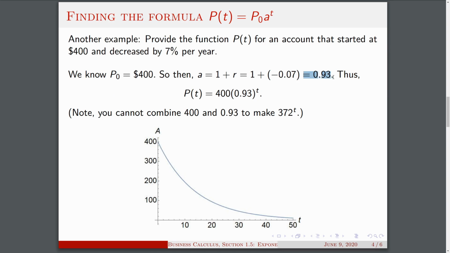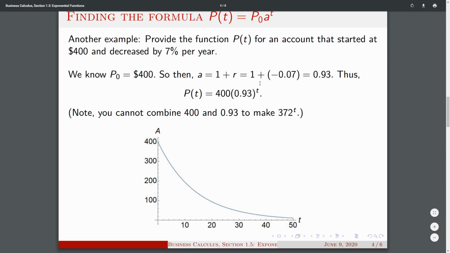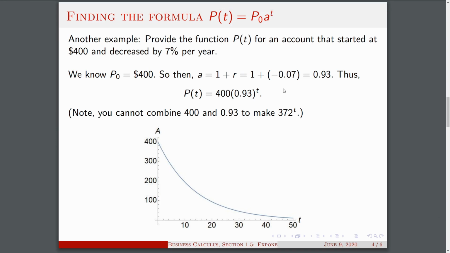So this is the decay factor, and this is the decay rate. Those two things are related by this formula, a equals 1 plus r, but they mean different things. One we use for our formula, and one we use to understand, to kind of conceptualize the function.